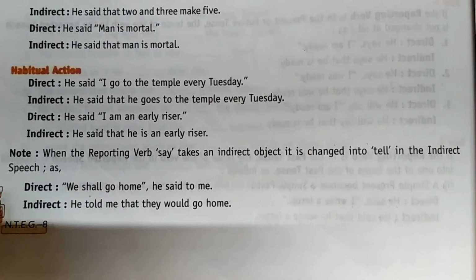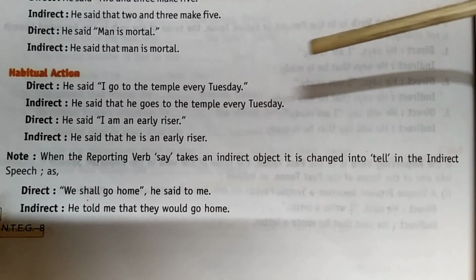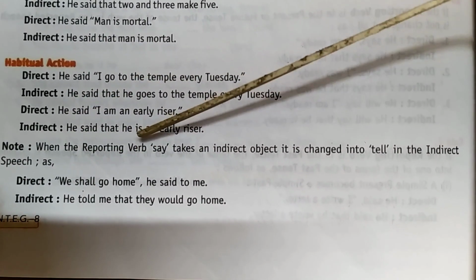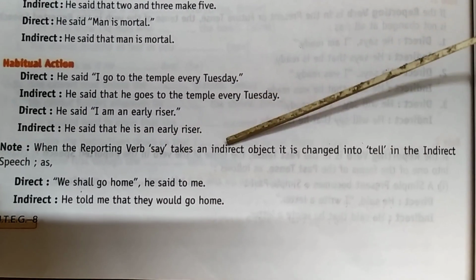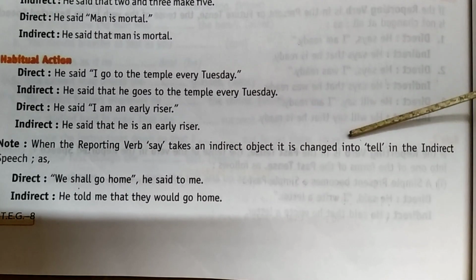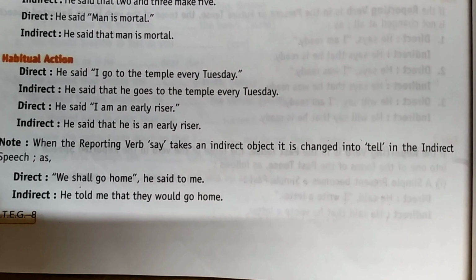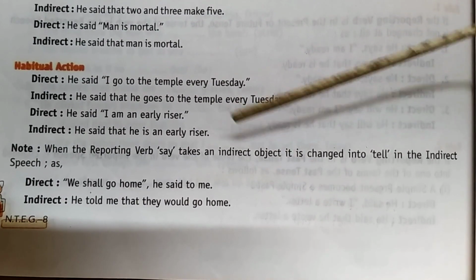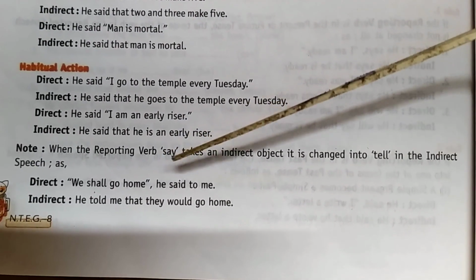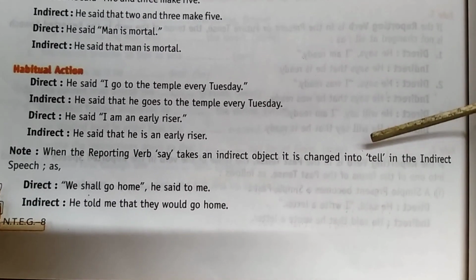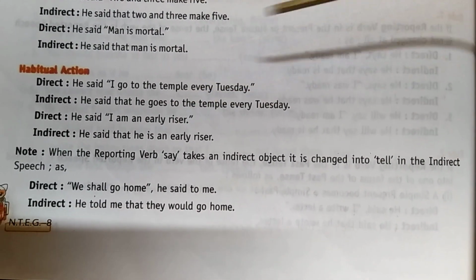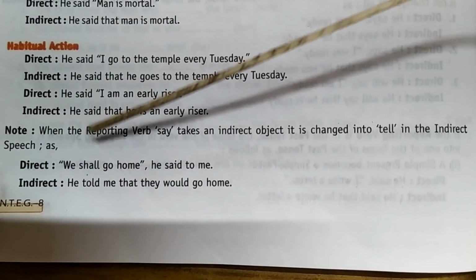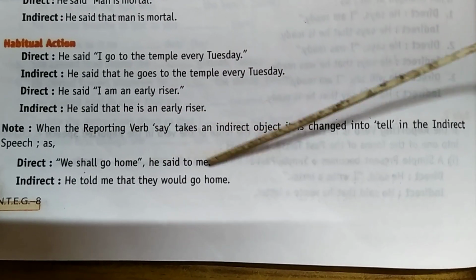Now let's see how say is converted into tell. When the reporting verb say takes an indirect object, it is changed into tell in the indirect speech. So if in direct speech it takes any indirect object, say is converted into tell. Many times we get confused why say is converted into tell. Okay, so let's see how. In direct speech, if it is written we shall go home, he said to me.